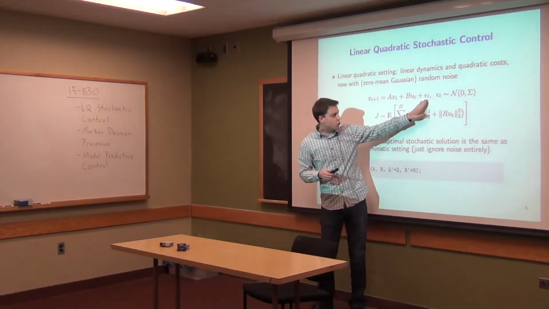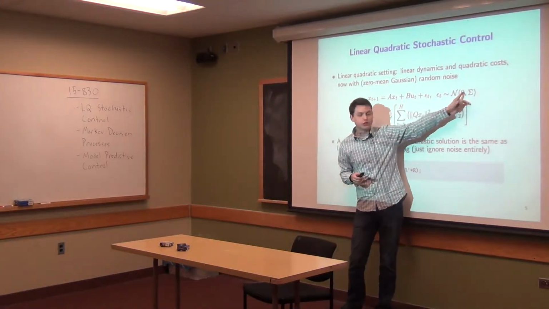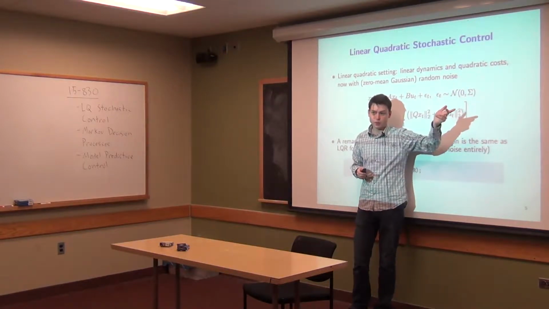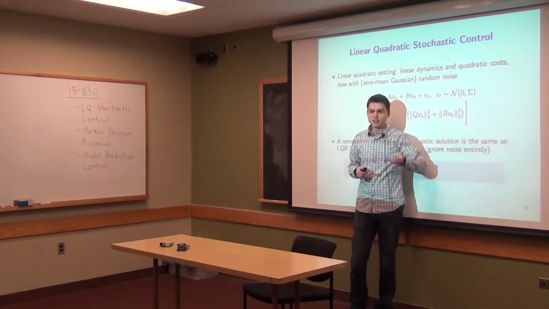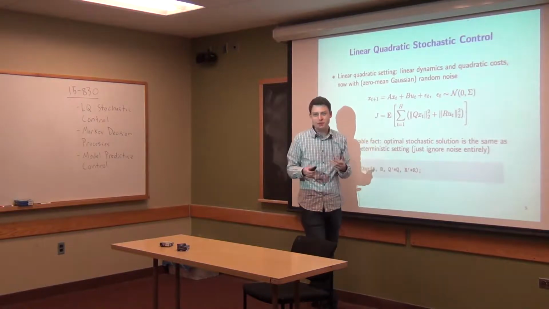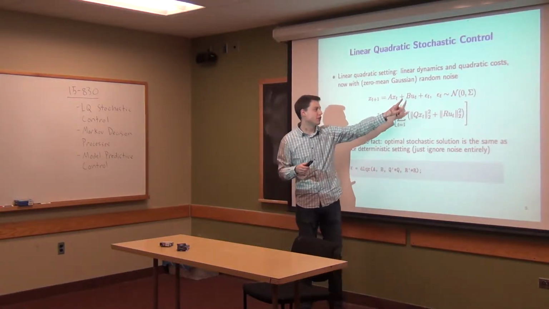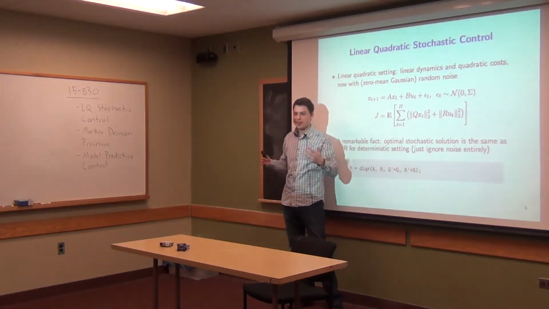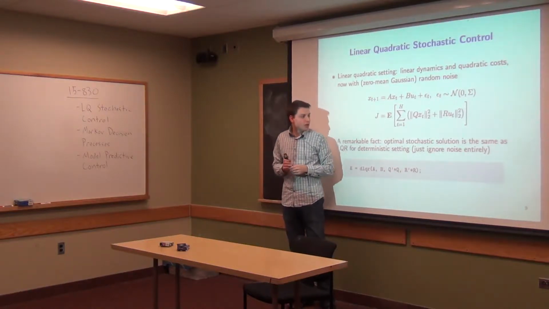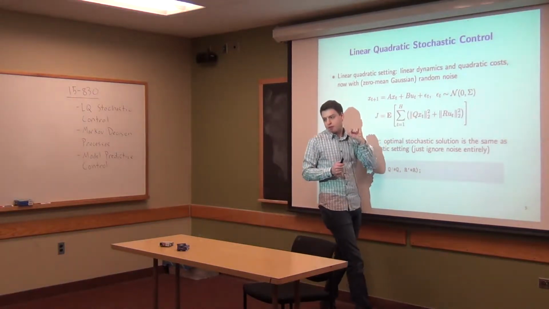Okay, and what we're having here is that epsilon t is 0 mean, so its expectation is equal to 0, but it is a random variable. So we don't know what the next state is going to be given the current state and control input. We just know what it's going to be in expectation. So this is a little harder problem now, it seems, right?